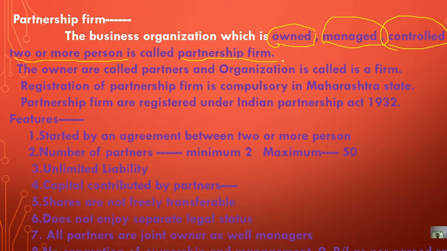The agreement signed by partners is known as a partnership deed. All the terms and conditions, profit sharing ratio, capital ratio, all the things are mentioned in the partnership deed, because this is the contract or agreement signed by partners when they come into the business of a partnership firm.